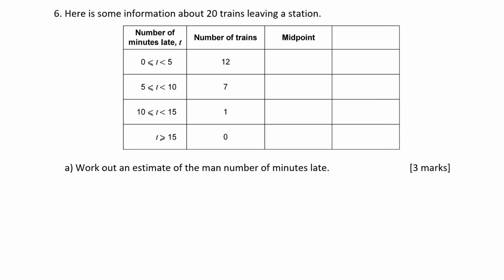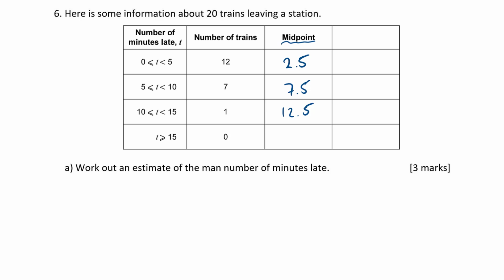Now we're being asked to work out an estimate of the mean of these. So what we need to do is first find the midpoint, which has handily already been indicated here. So the midpoint of a range, you just have to add the two numbers together and divide by 2. So 0 plus 5 is 5, divided by 2 is 2.5. 5 plus 10 is 15, divided by 2 is 7.5. 10 plus 15 is 25, divided by 2 is 12.5. And we don't need to do the next one because there's 0 anyway, so no need to stress about that one.